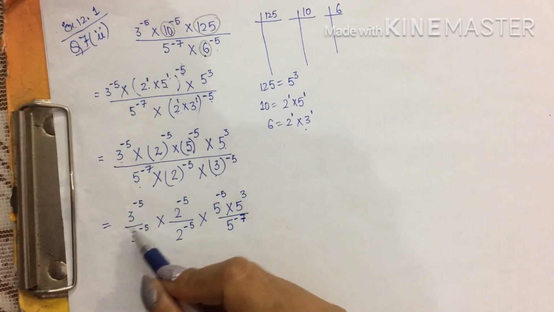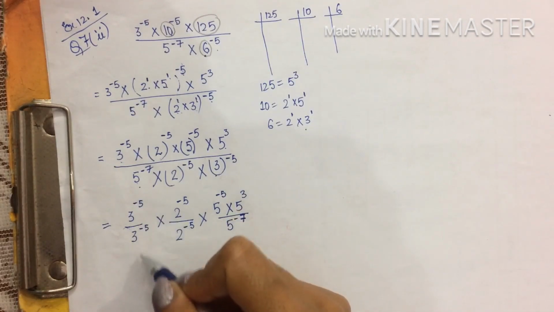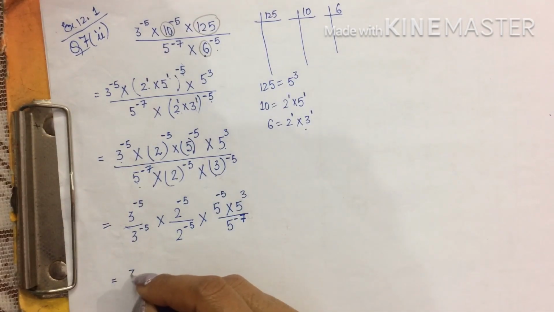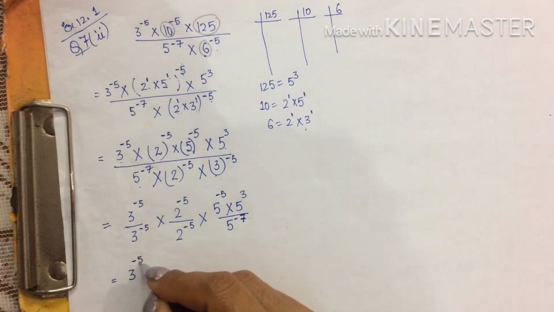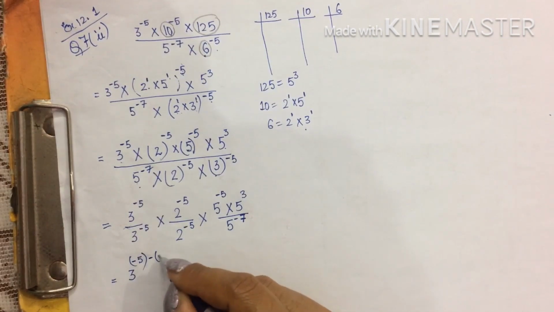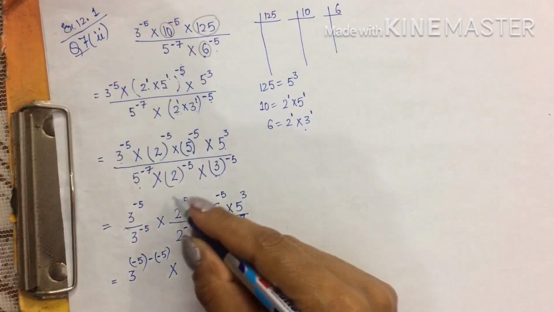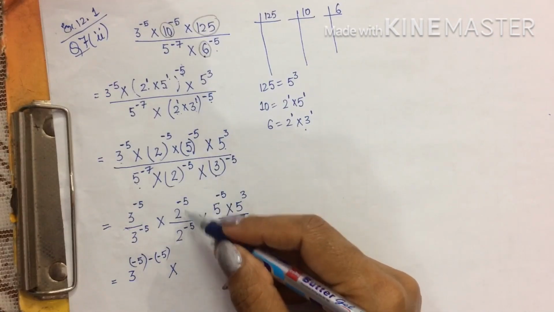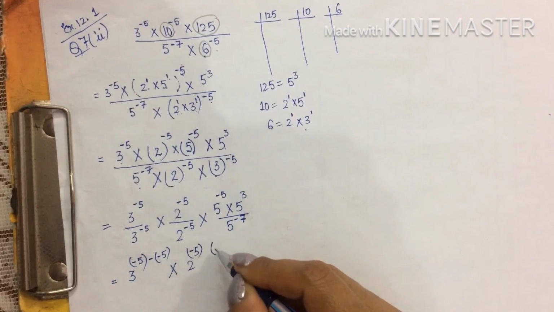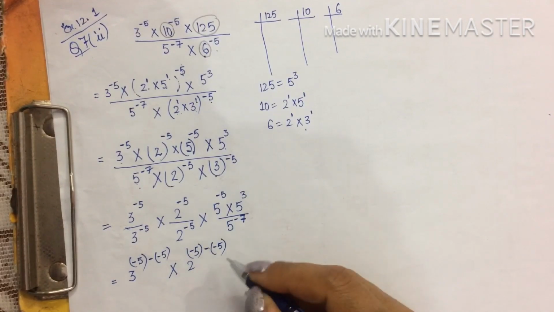Same value over same value. You can either cancel here, this will be 1, or you can apply laws of exponents. So this will be division, base same, powers will be subtracted. Same goes for this one. This is division of two values, same base, the powers will be subtracted. So minus 5 and minus 5 subtracted.